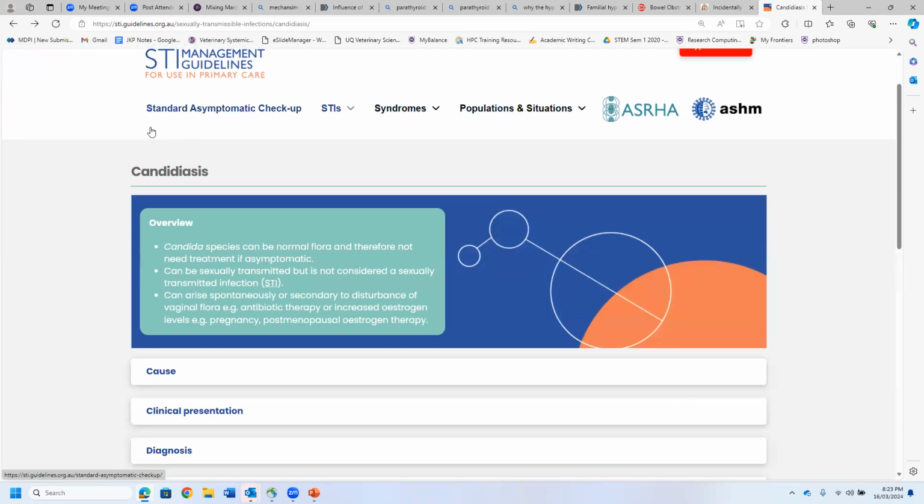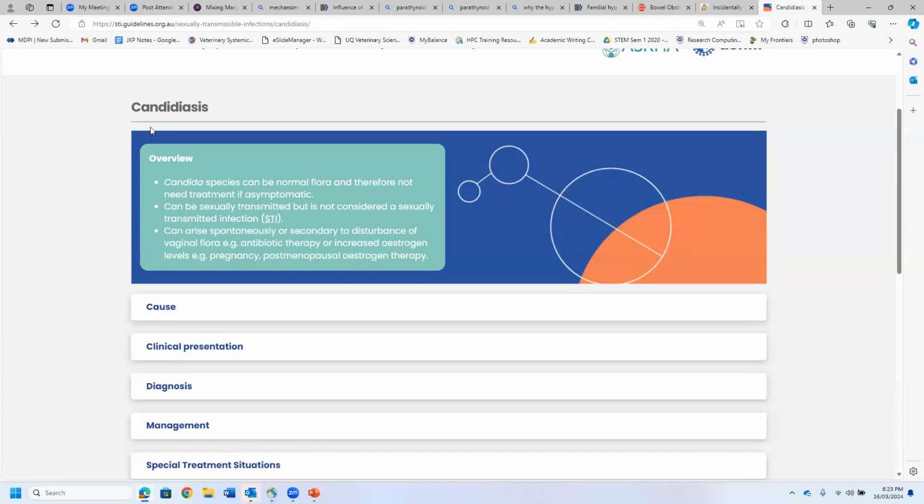Everything is here. So candidiasis is most of the time a normal flora, but it can be sexually transmitted, but it's not considered an STI. It can arise spontaneously because of the disturbance of the vaginal flora, like when a patient is having antibiotic therapies or is on hormone replacement therapy, increased estrogen levels like pregnancy or postmenopausal estrogen therapy, not OCP.